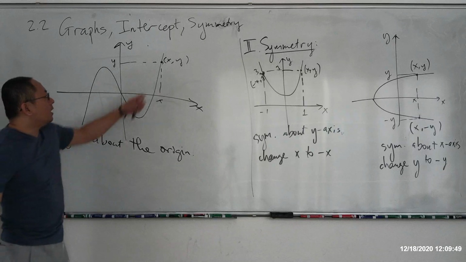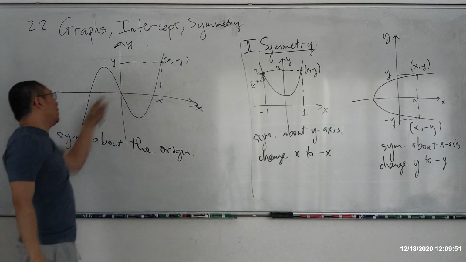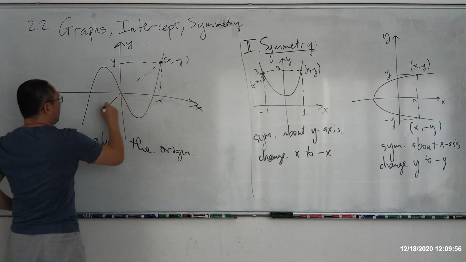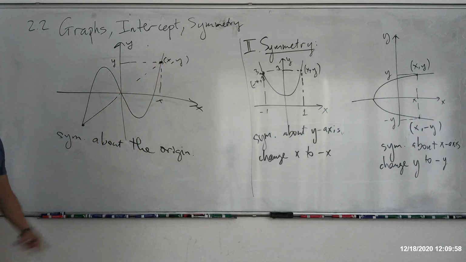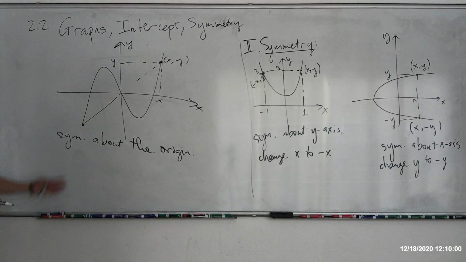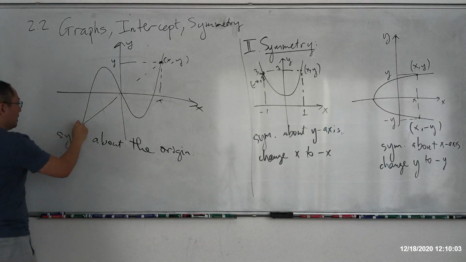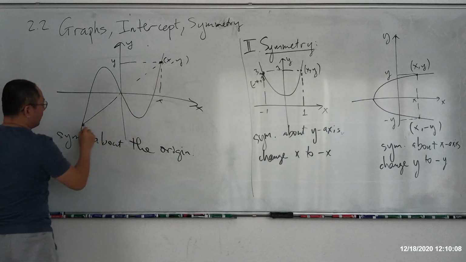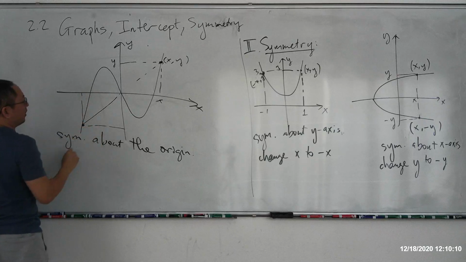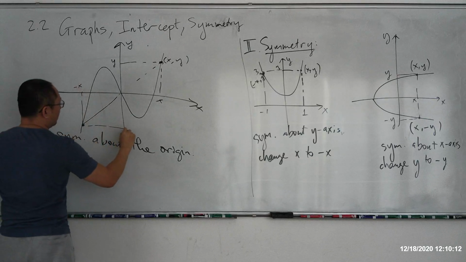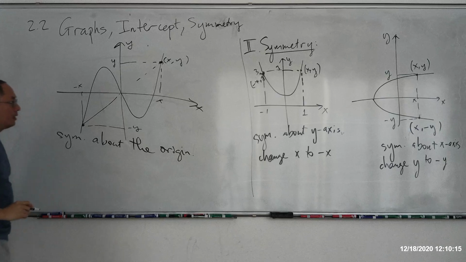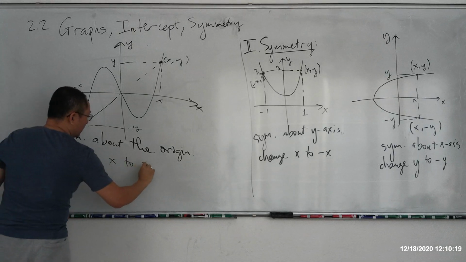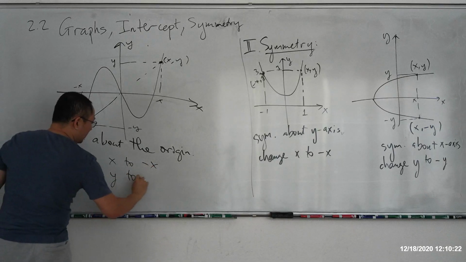What we mean is, if we flip a point about the origin, flip it over the origin, so if a point right here, you reflect over the origin, we still have another point right on the graph. And if that happens, we say that the graph is symmetrical about the origin. So if the point is x, y, you flip about the origin, but you change both x and y. The second point right here is going to be negative x, and this point right here is going to be negative y. So we're going to change x to negative x and y to negative y.